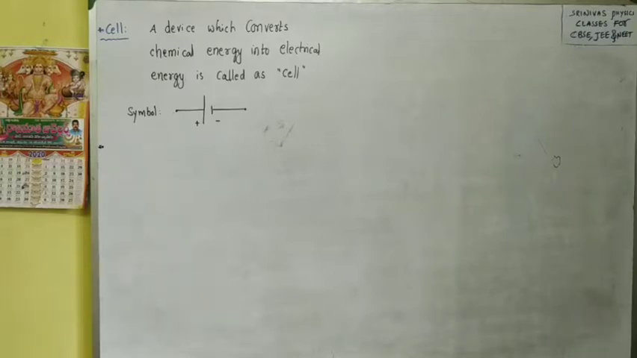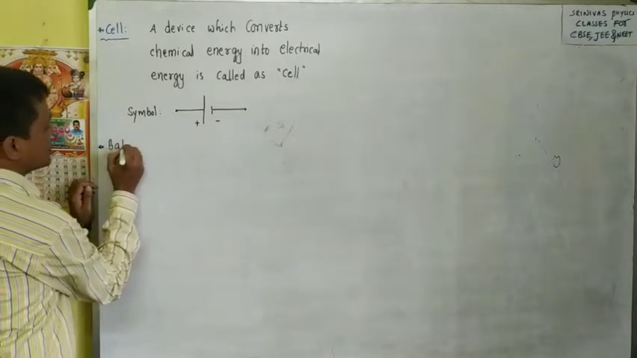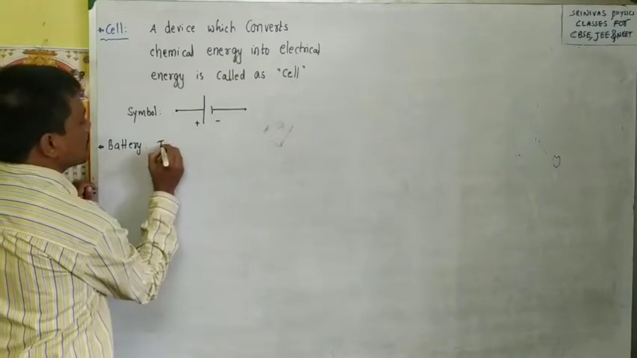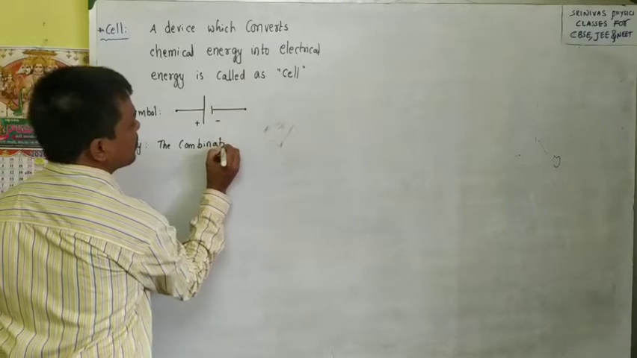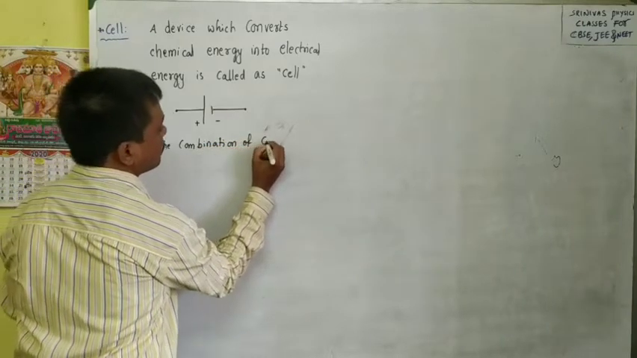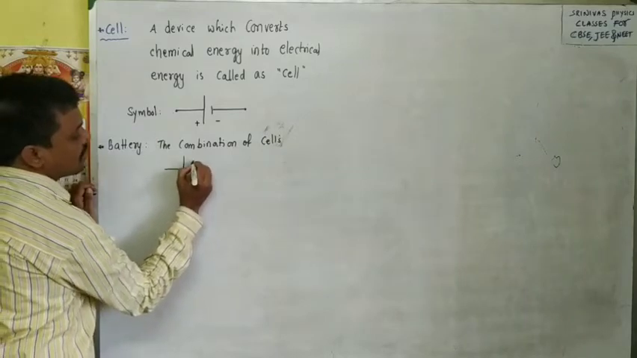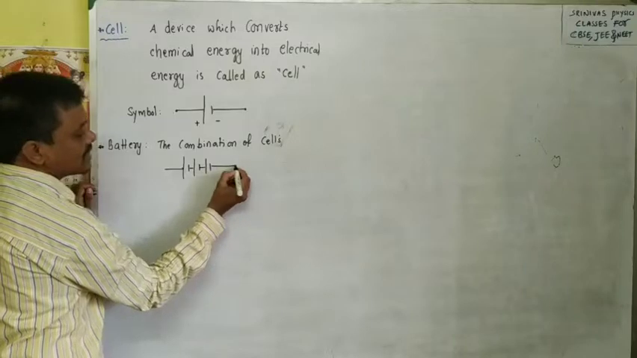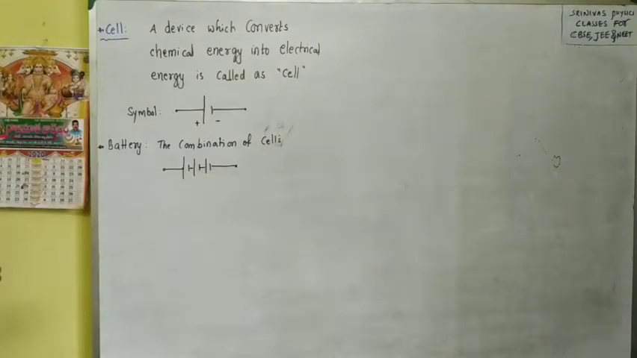What is battery? Right, battery is the combination of cells. The combination of cells is said to be battery. The battery symbol will be like this. We can connect several cells in series like this, and this is said to be battery. Okay, this is the symbol of battery.